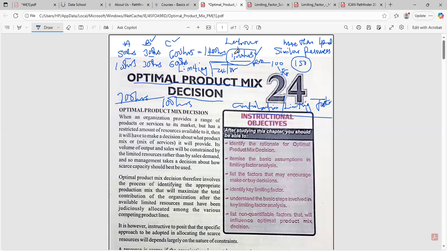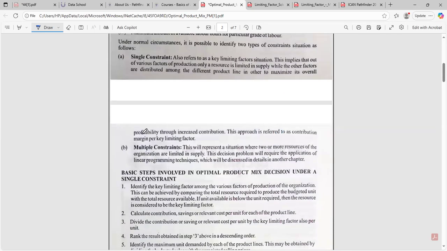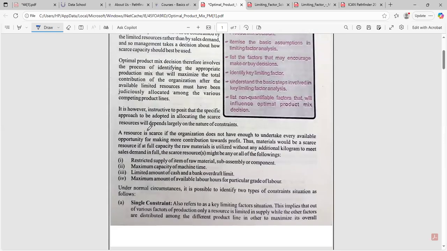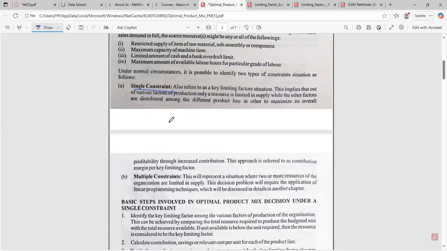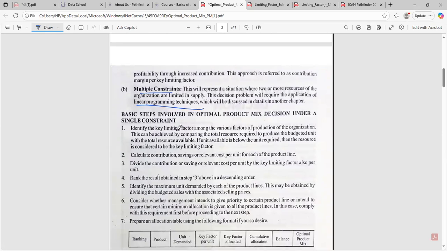So I'm going to tell you what are the rules, the steps you need to follow to solve a limiting factor problem. All right, so I think they have steps here. So what I just finished talking is single constraint and multiple constraints. When you have single constraint, that is single limiting factor, you're going to use the limiting factor model. But when you have multiple constraint, which is multiple limited resources, you're going to use the linear programming technique. That's what it means. All right, so what are the steps?